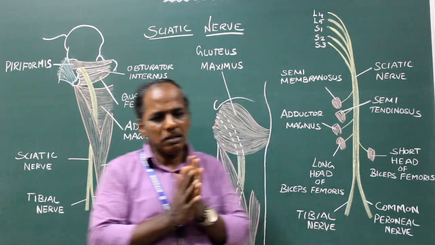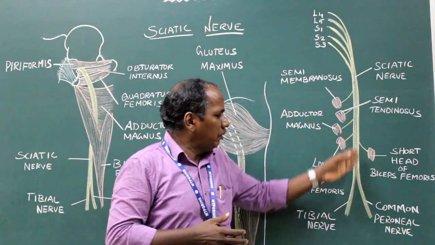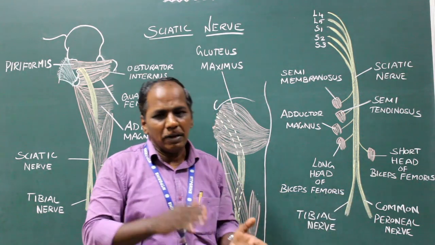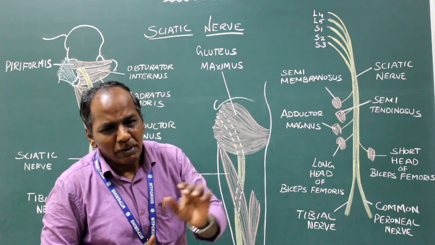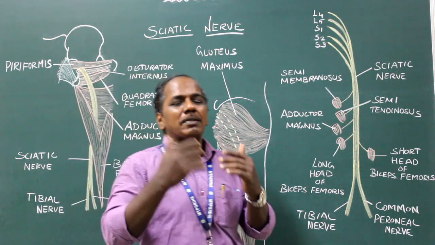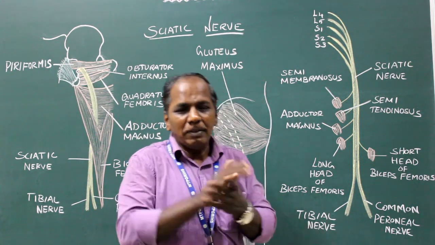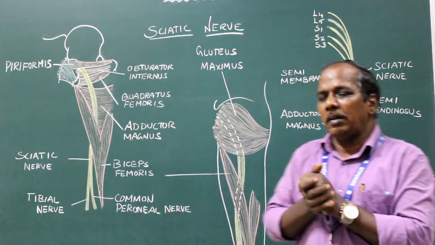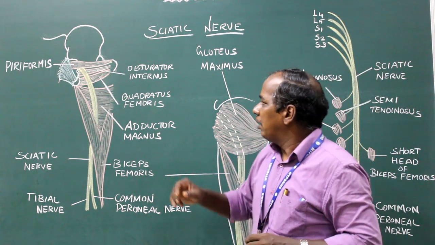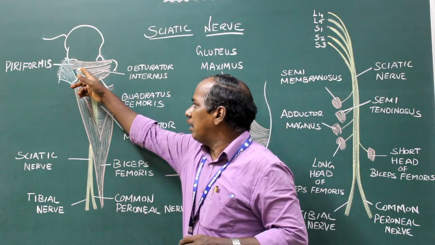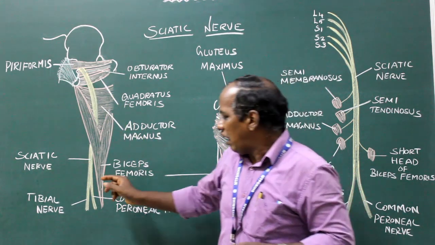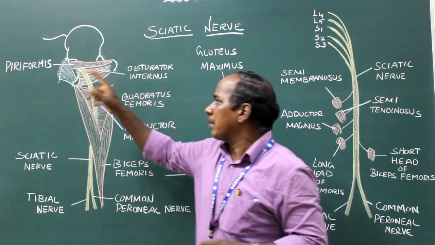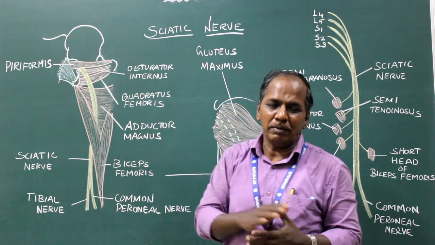Variations. The sciatic nerve, instead of dividing into tibial and common peroneal nerve at the junction of upper 2/3 and lower 1/3 of the thigh, sometimes the division takes place in the pelvic region. So in such cases, the tibial component emerges near the lower margin of the piriformis and the common peroneal component either pierces the piriformis or comes out on the upper border of the piriformis.